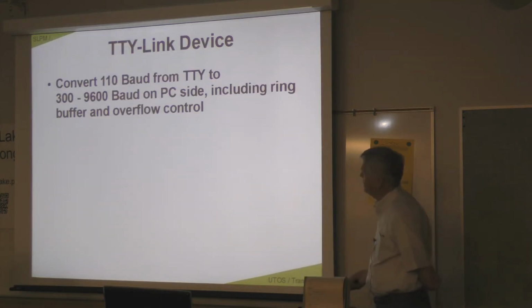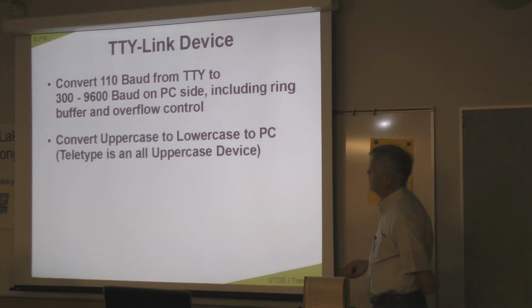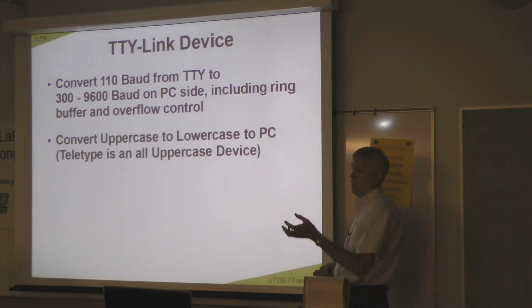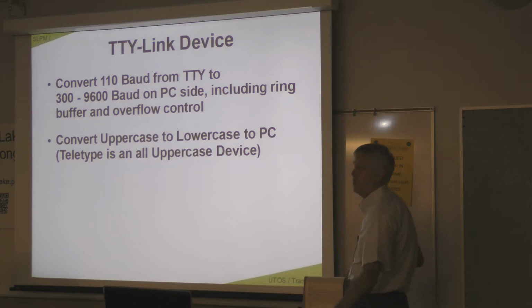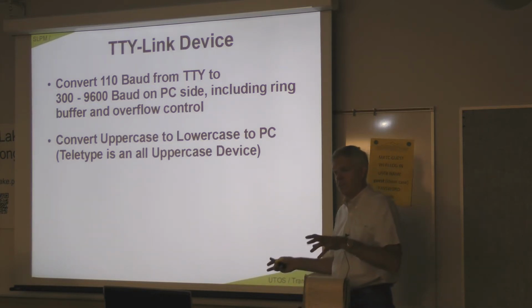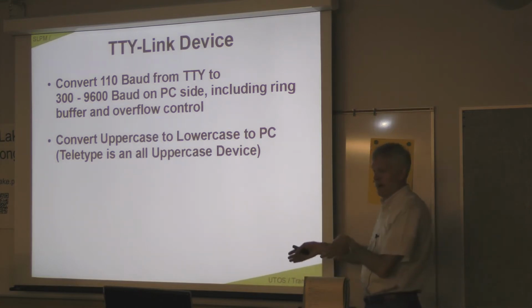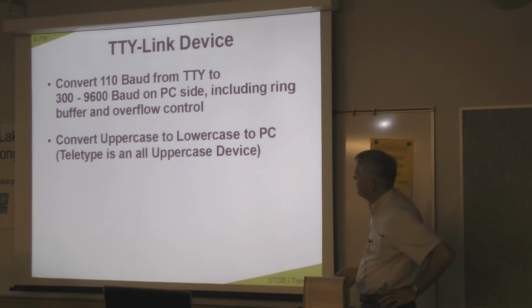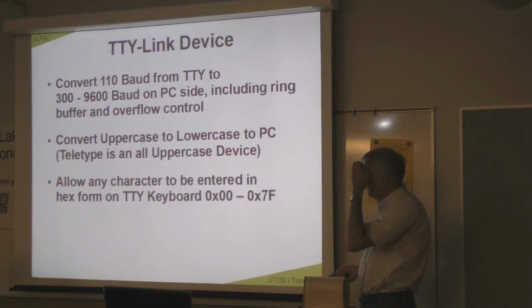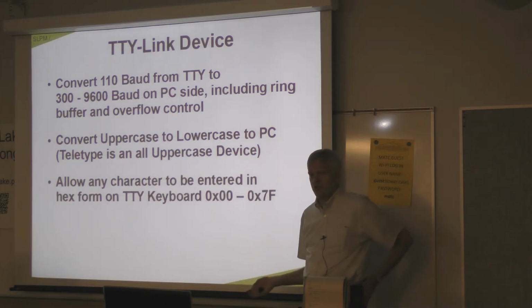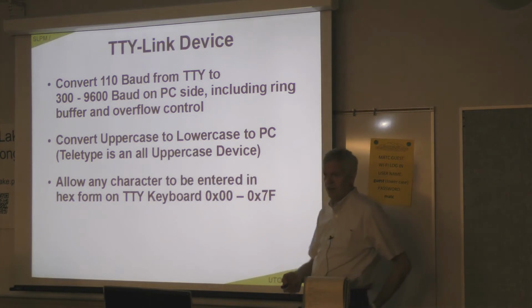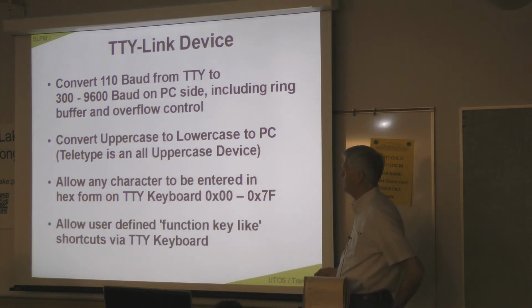And what I needed this device to do is convert 110 to the other baud rate. I needed it to convert uppercase to lowercase. When you type here, you get an uppercase A, but when you're on a Linux machine, almost everything's lowercase, so you want to automatically convert everything down. And vice versa, when things are coming back, you want to convert it back up. I wanted to allow any character to be entered in hex form, so if there's keys that are missing here, you can still enter that code.